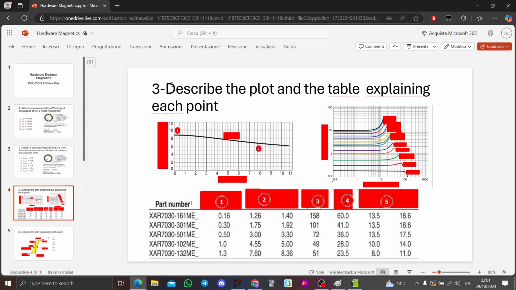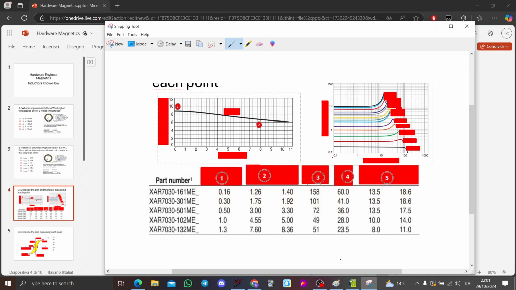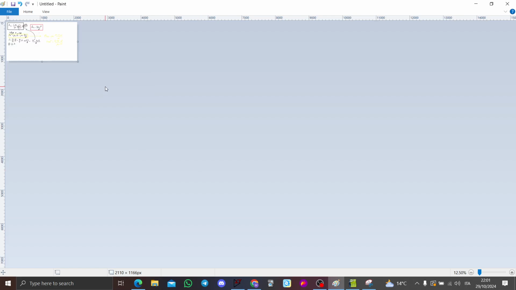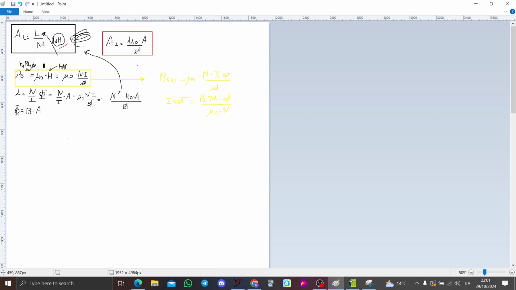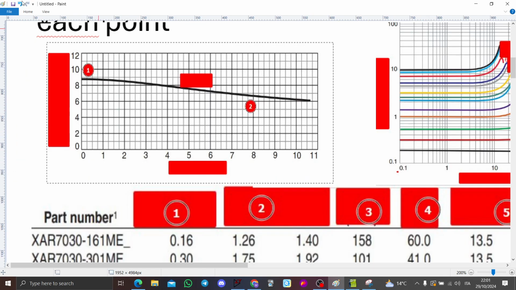Then we go on. Describe the plot and the table explaining each point. Okay, so let me take the screen, and let's comment this on Paint. Okay, so the first graph, this is the value of the inductance, probably in microhenry. It is a power inductor.